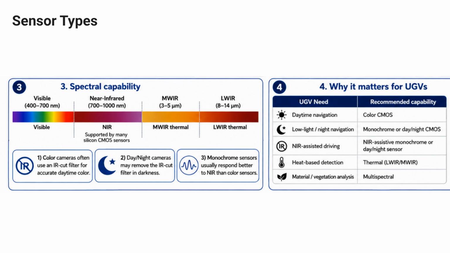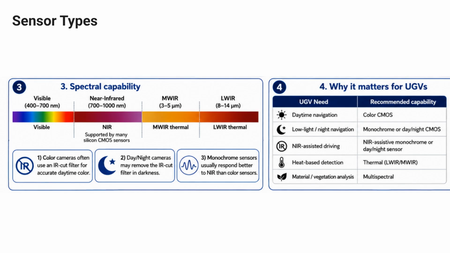Here we explain spectral capability, the range of wavelengths a camera can detect. Visible light cameras typically operate between about 400 and 700 nanometers. Many silicon CMOS sensors can also detect near-infrared light from roughly 700 to 1000 nanometers. Thermal cameras use different detector technologies for MWIR and LWIR wavelengths.